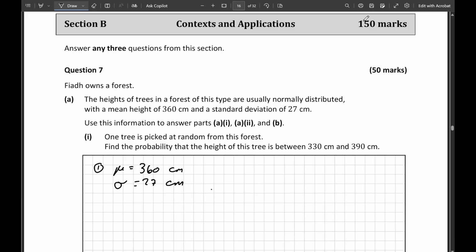Okay, so first thing to note is that x minus mu, so 360, with a standard deviation of 27. They're equally spaced from the mean, so that means the z score will just be plus or minus in that case. So z, at least the positive one, will be 390 take away 360, all over 27, which is 1.11.